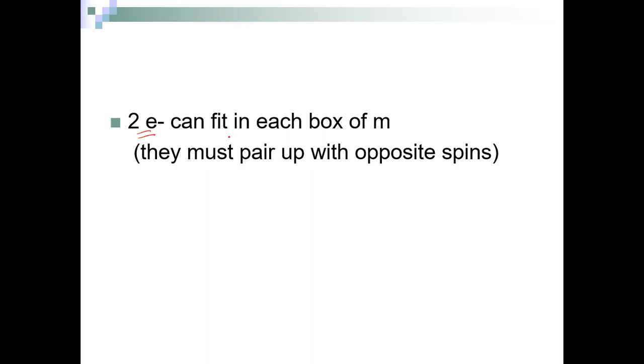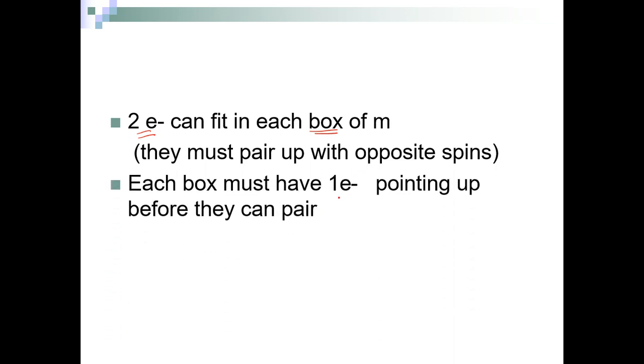So you can put 2 electrons in each box, each mailbox, and when they pair up, they have to pair up with opposite spin. Now, I call these husbands and wives. It's very important for you to remember that they pair up always with opposite spin. Each box must have 1 electron pointing up. I call that my wife, before they can pair up. And when they pair up, the second electron that's pointing downward or spinning counterclockwise is called the husband.